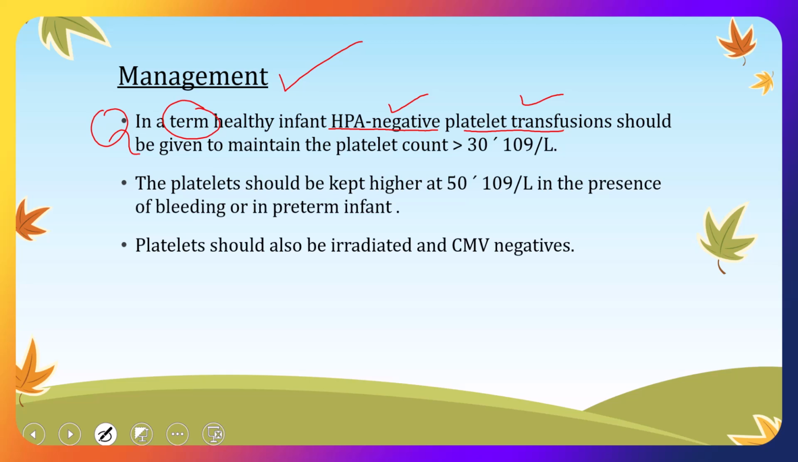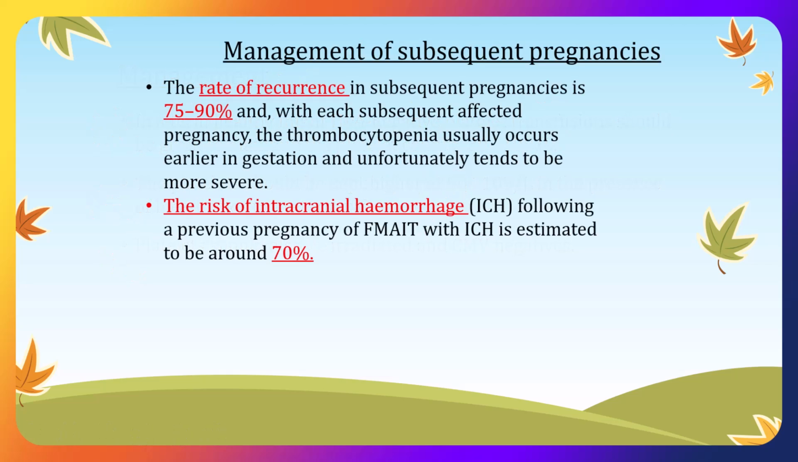And if you are asked what about the platelet count in presence of bleeding or in preterm infant, the answer would be the platelet count should be kept higher at 50 into 10 raised to power 9 per liter in the presence of bleeding or in preterm infant. So the platelets should also be irradiated and CMV negative, plus you have seen that they should be HPA negative. Please note, this could be your important question.